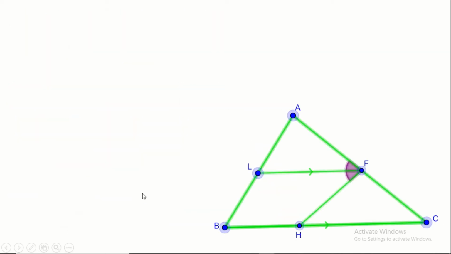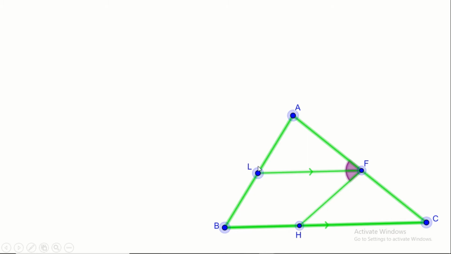Another example, as you see here, we have a triangle ABC. We have a point F on the side AC. We have the bisector of the angle AFH, which is FL. Bisector means that it will cut the angle into two equal parts, and we also have given that FL is parallel to HC. Now we need to find the nature of the triangle FHC.